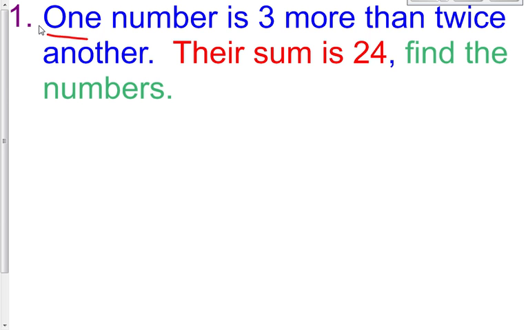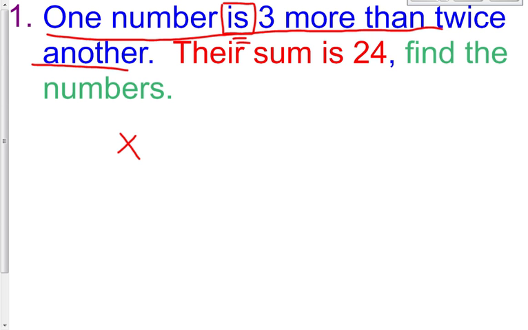One number is 3 more than twice another number. Let's just talk about that one first. One number, it doesn't matter what it is, we'll just call it x. "Is" almost always means equals in math. When you see "is" in English, it means equals in math. One number is, or equals, 3 more than twice another number.